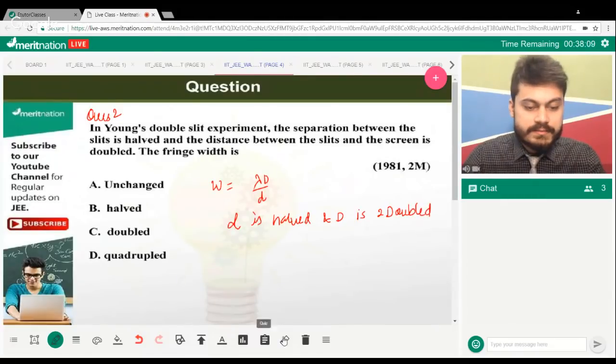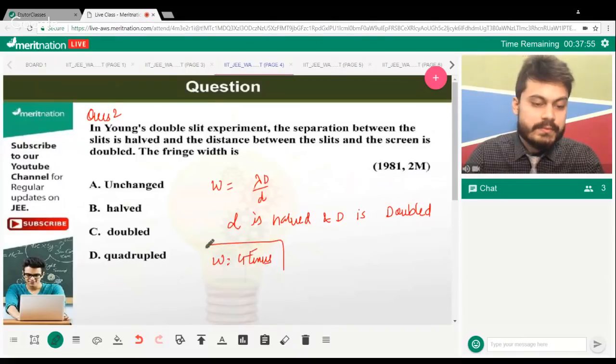Actually, there is a bit of lag. Okay. So putting the values, you can very clearly see that it is going to be 4 times. Omega will become 4 times. So the correct answer is D.